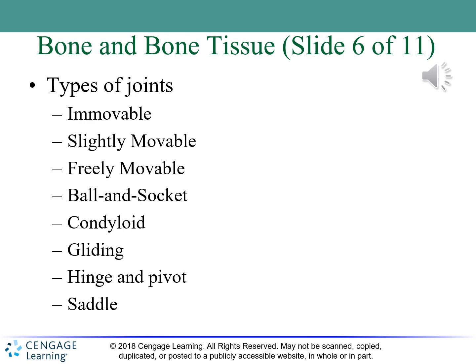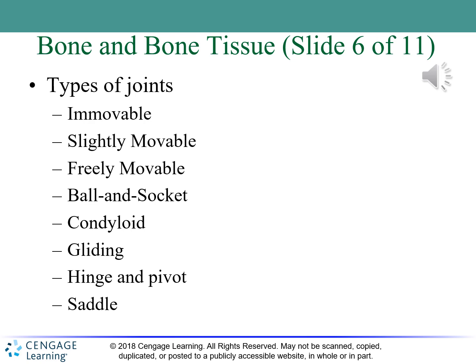All right, gliding joints. Gliding joints allow side to side and twisting movements. An example of a gliding joint is the carpals of the wrist joint. It glides. Okay, hinge joints.